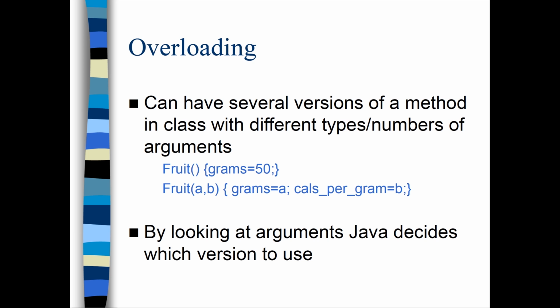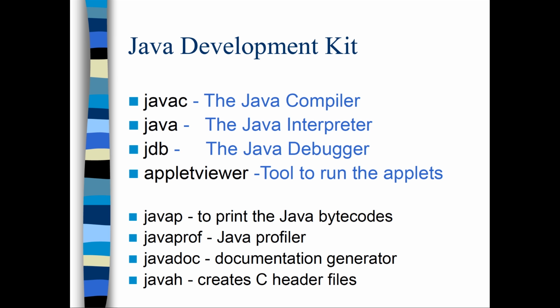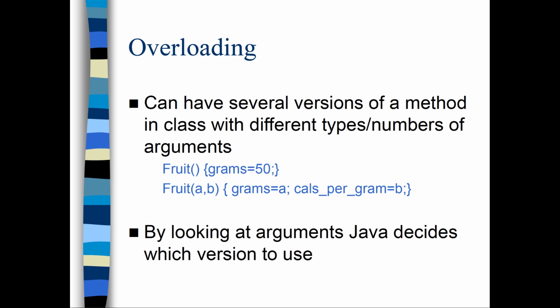So what is overloading? Basically it is again a part of object oriented programming. Overloading means nothing but same method names but different signatures. You can have several versions of a method in a class with different types or numbers of arguments. By looking at the arguments, Java decides which version to use. So it is quite simple. You can use several different methods with the same name inside a class, but their signatures should be different. The signature can differ in the return type or in the arguments.